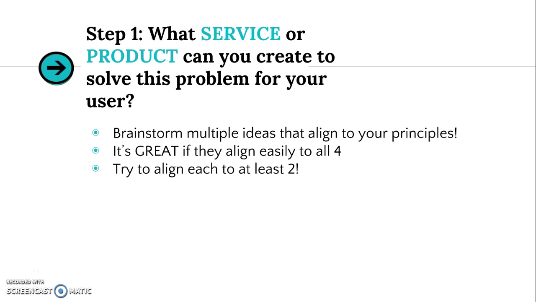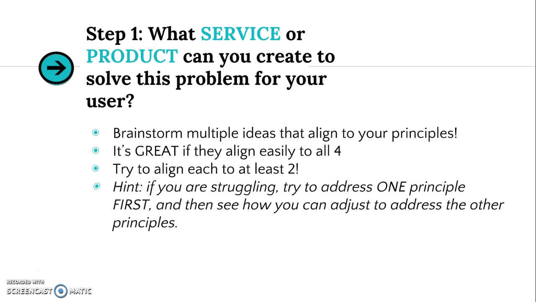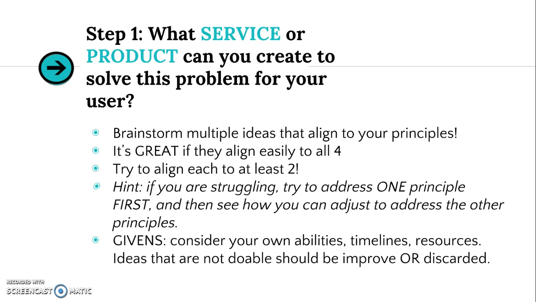You may have an idea that works for principle A and B, and another one that works for C and D, and a third that works for A and C, and you can go back and look at the other principles later, but try to align them to at least 2 of those principles. If you're struggling, try to pick one principle first and see how you can make an idea that works for that and solves the problem and is a service or a product. Then see how you can adjust it to address the other principles.